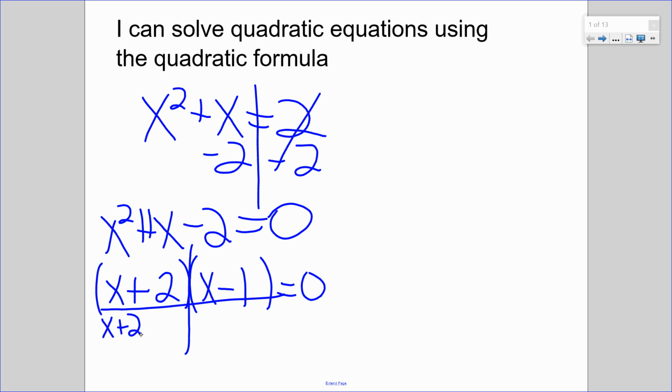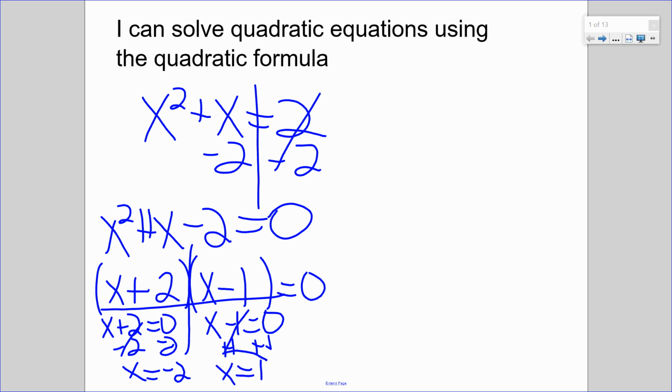We then set each factor equal to 0. We set x plus 2 equal to 0. We set x minus 1 equal to 0. We get x equals negative 2. We get x equals 1. Those are my answers. This is nothing new. This is a previous lesson that we did.